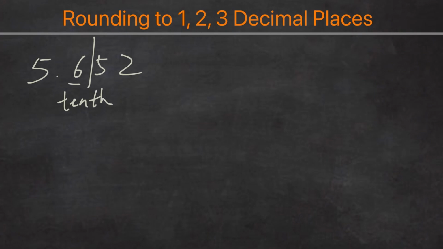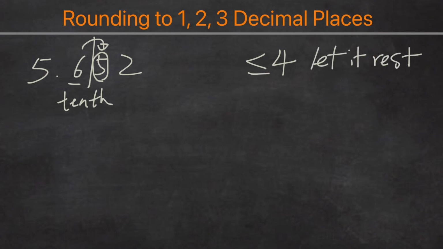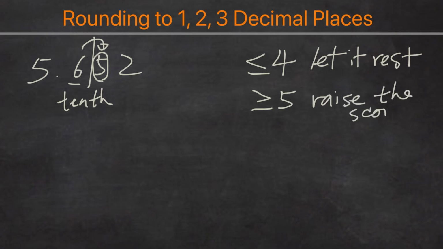What we would do is look for the number to the right. In this case, it's the 5. And the rule of rounding is 4 or less, we let it rest. Anything 5 or more, we raise the score. So the number that we're looking at here is the 5, and since 5 will fall here, we are gonna raise the score.